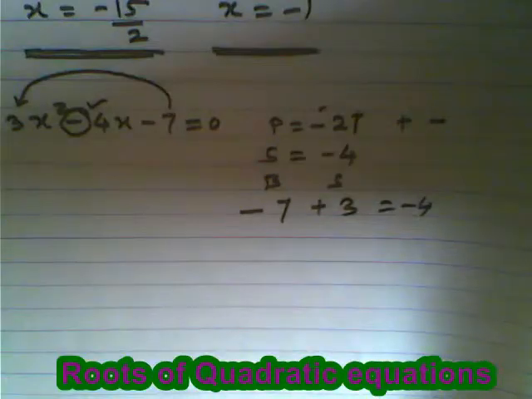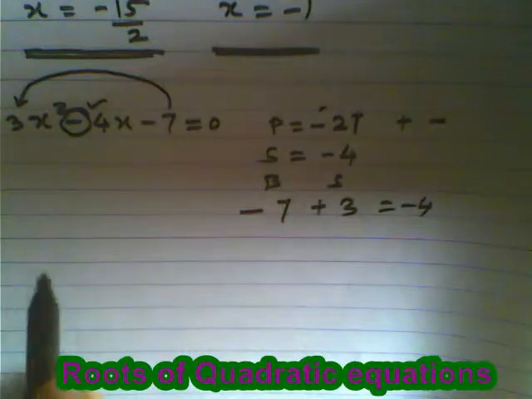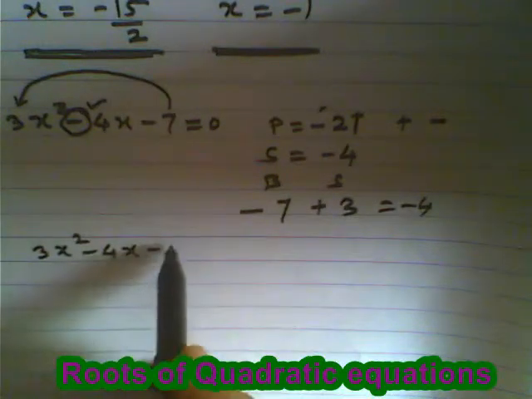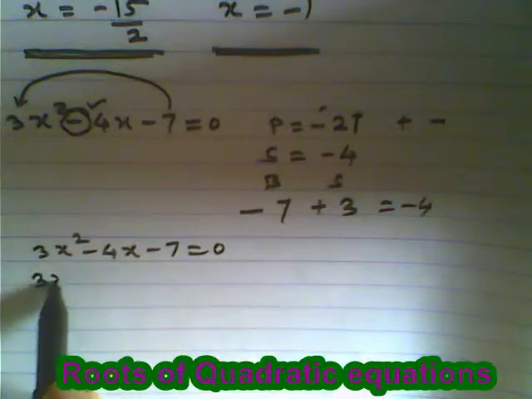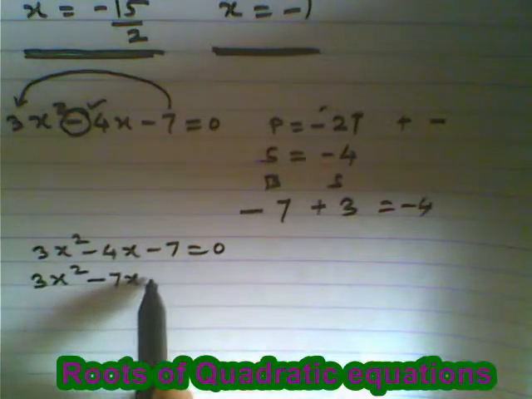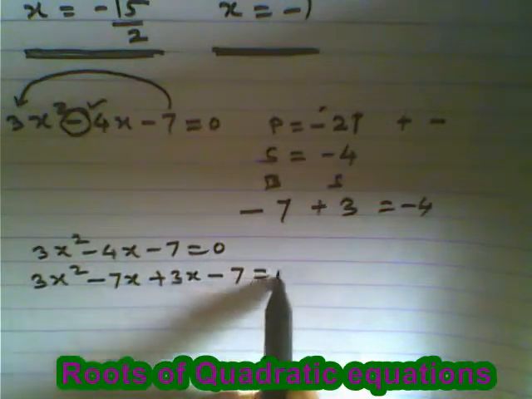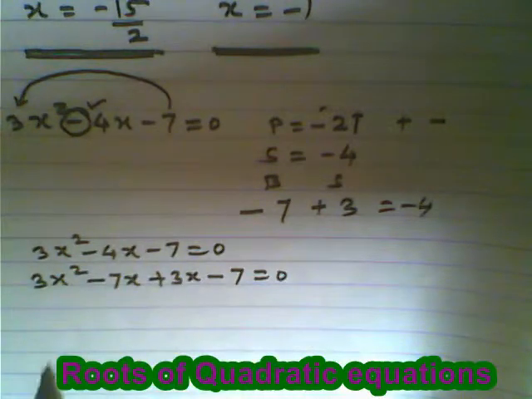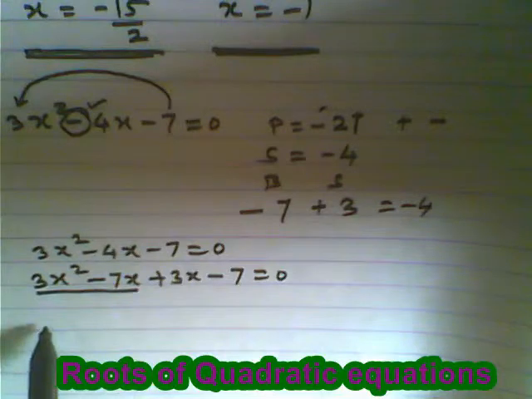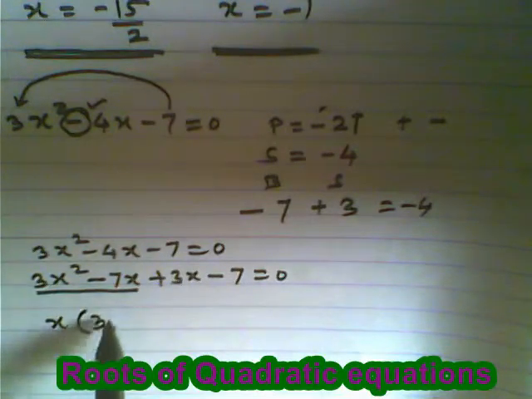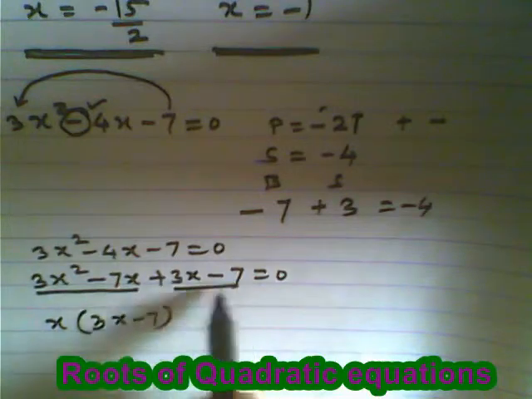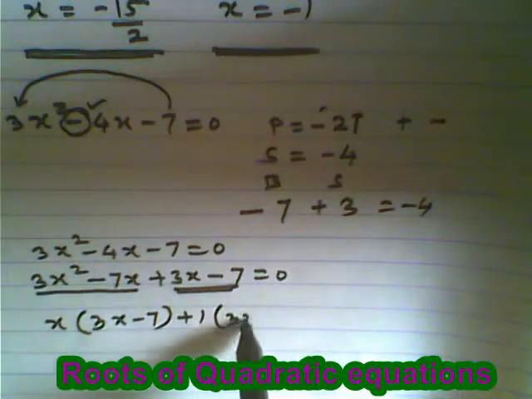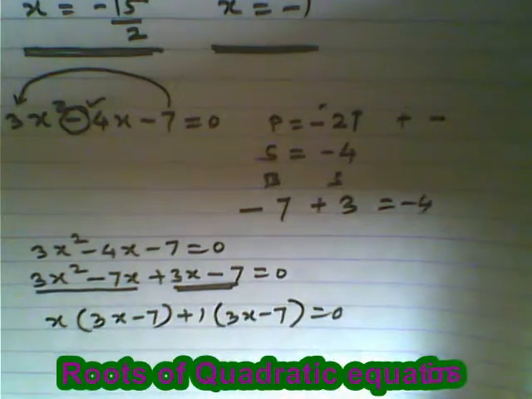Hence both the conditions are satisfied, and now we split the middle term: 3x square minus 4x minus 7 is equal to 0, as 3x square minus 7x plus 3x minus 7 is equal to 0, because minus 7x plus 3x you get again minus 4x. So from these first two terms, take out x as a common factor, so inside the bracket it will be 3x minus 7. Here there is no common factor, so take out 1 as a common factor, so inside the bracket it will be 3x minus 7, that is equal to 0.